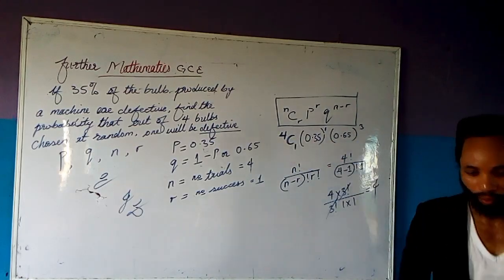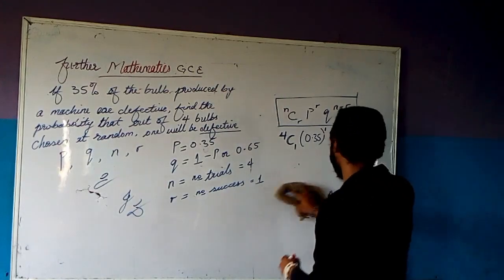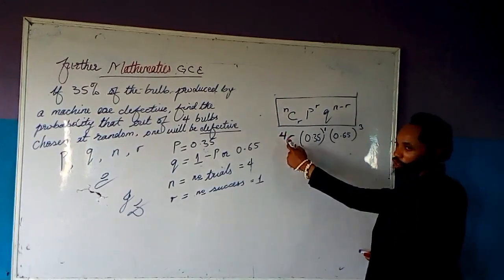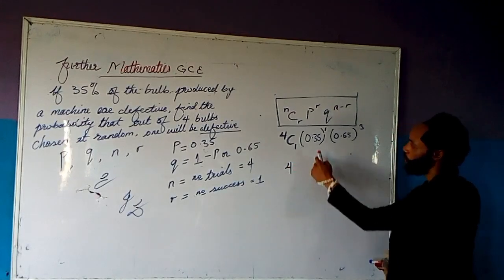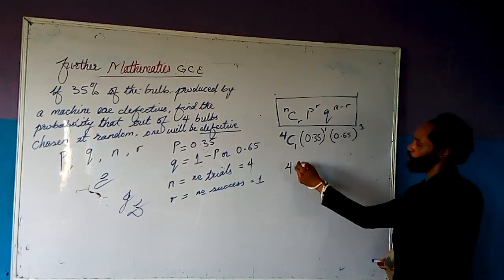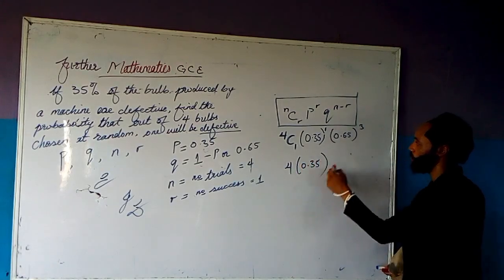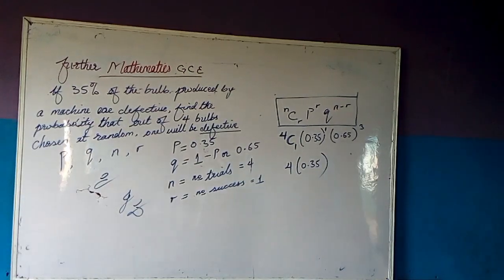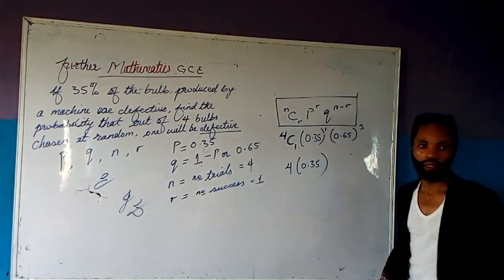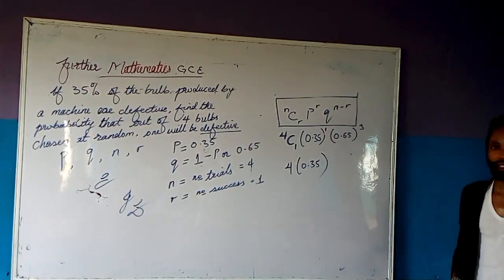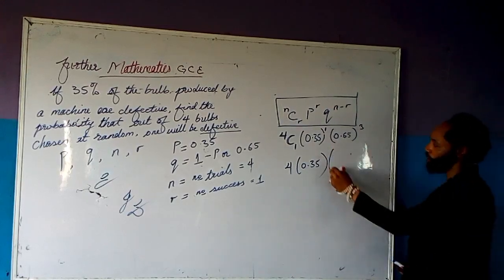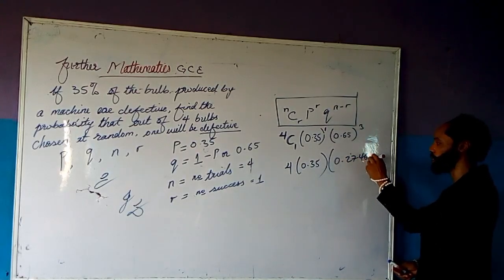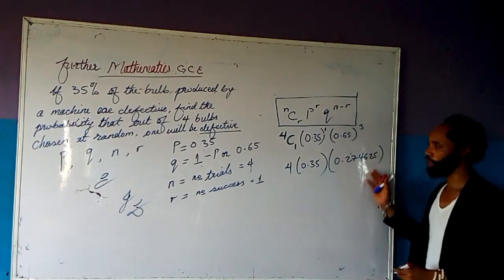So let's continue. We have 4 combination 1 is what? 4. 0.35 raised to power 1 is what? 0.35. Now 0.65 raised to power 3. What should we have there? 0.65 raised to power 3 is 0.274625. Alright, multiply everything through.